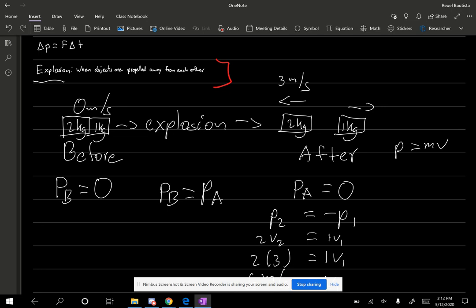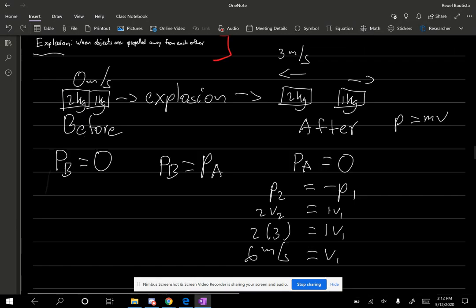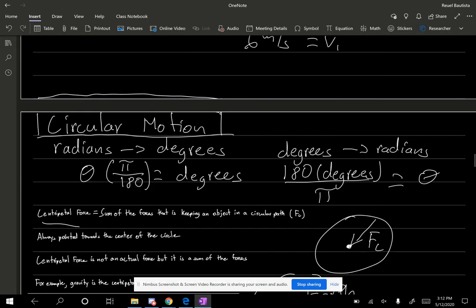Okay, so to cancel out the momentum to zero, because momentum has to be conserved. Okay, and I drew out an example here.